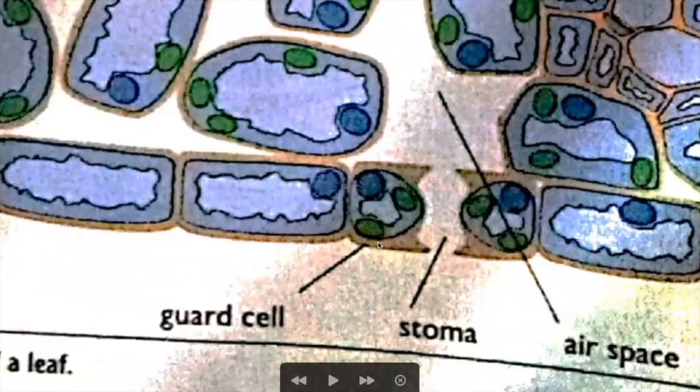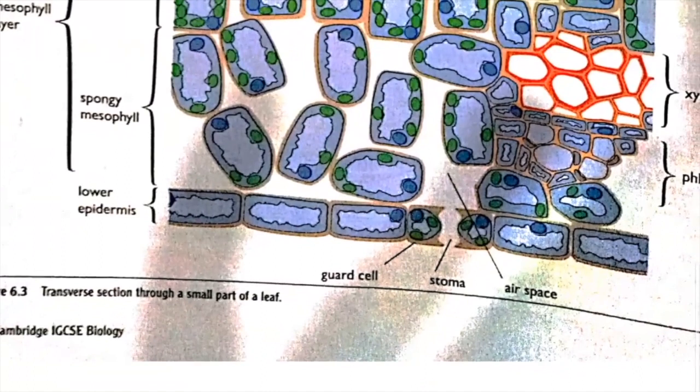So, bila guard cell tu expand, maksudnya dia mengembang, the stomata ataupun stoma open. Boleh? Kalau guard cell tu shrink, mengecut, stomata will close. Okay, can you understand? Okay, the last one, stoma.